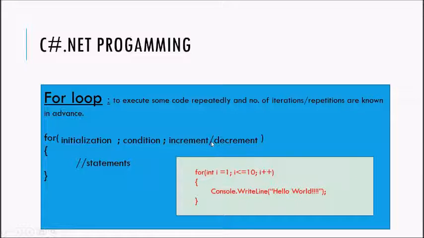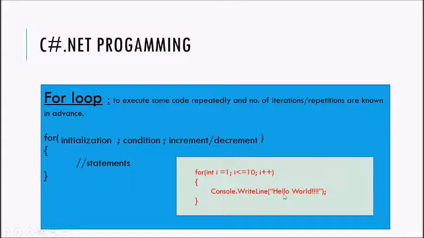If you look at the example here, we want to print the hello world message 10 times. So we'll start from 1 and we want to go till 10. So we have a variable declared which is initialized to 1. The condition is i is less than or equal to 10, and then we are going to increment the value of i by 1. So it is i++, and in the brackets I will say Console.WriteLine hello world.